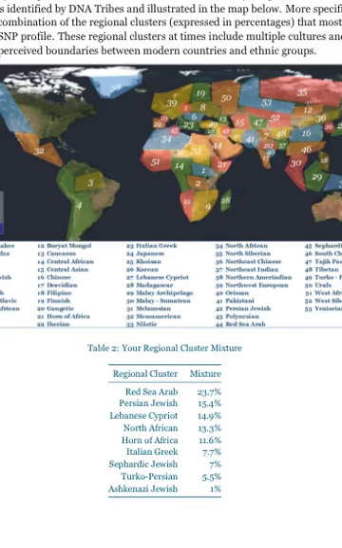So Persian Jewish, 15.4%. The Jewish is there again. Obviously, I don't know why Persian Jewish, but I think it's just meant to show the Jewish in me. 15.4% is pretty high. Lebanese Cypriot, so Levantine, around 15%. North African 13.3%, which I think on DNA Land was 12%, so that's pretty much the same. Horn of Africa 11.6%.